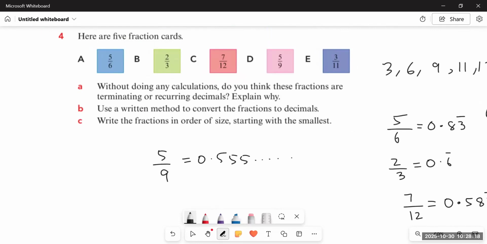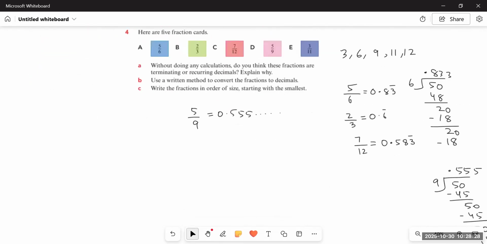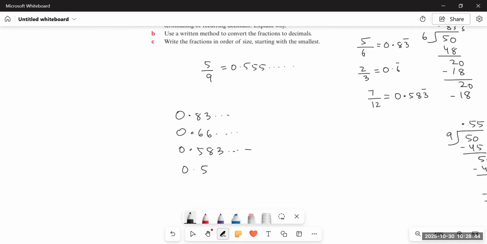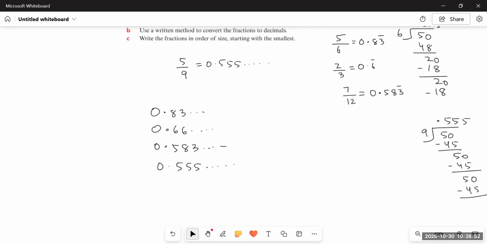Okay. So next what we have to do is write down the fractions in the order of size. So the fractions we have are 0.8333, 0.66666, 0.583, and then 0.5555. And now I will not tell you the answer of 3 divided by 11, but I will only tell you in which place it will come in this sequence.